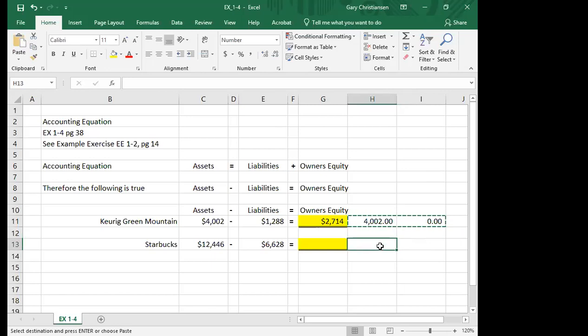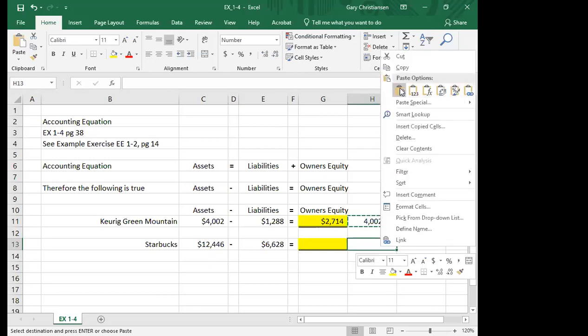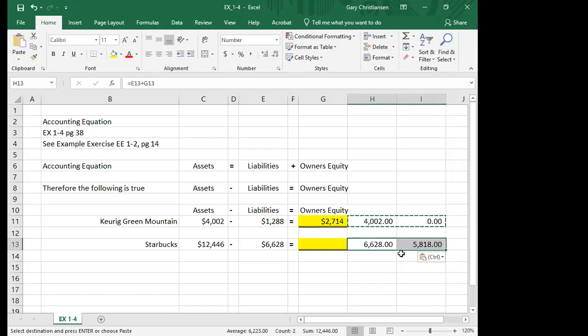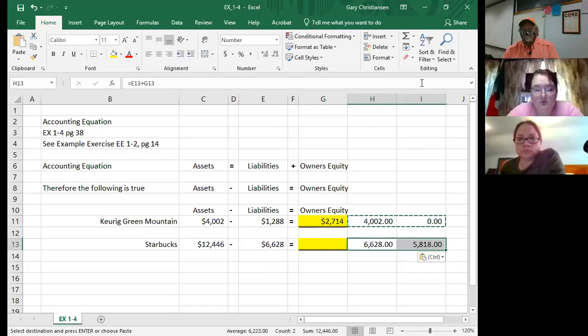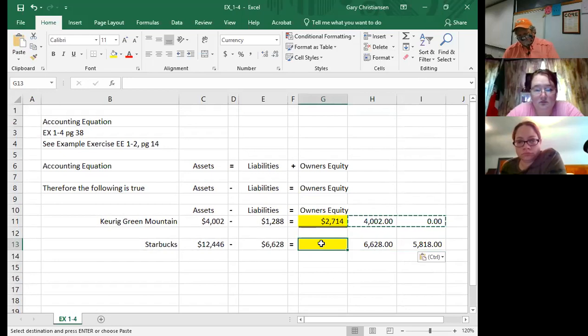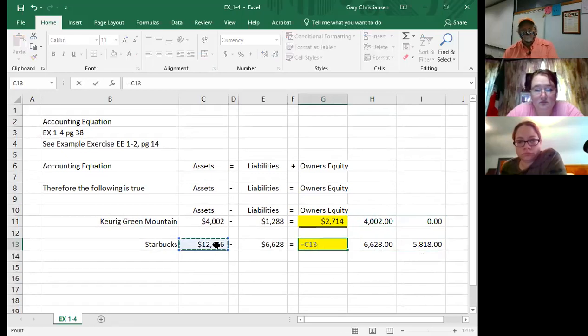Copy, paste. And let's fill out the next ones. So assets minus liabilities will equal owner's equity. So let's just do the formula. Assets minus liabilities will equal equity.